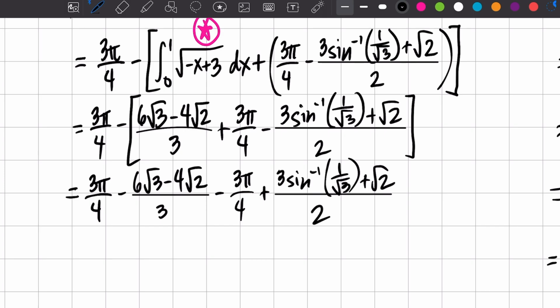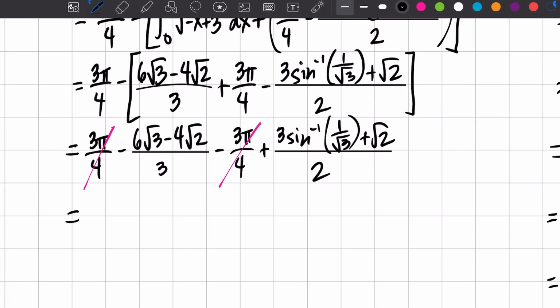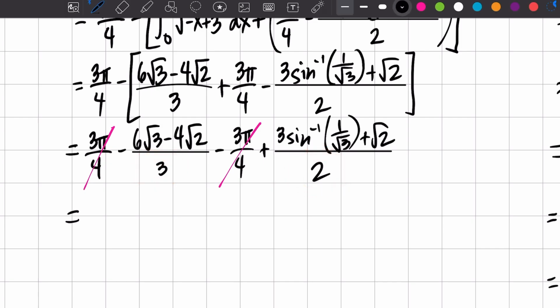So you have here a 3 pi over 4 minus a 3 pi over 4. So we can just get rid of that one. And now we add up these two fractions right here. So you have a denominator of 3 and the denominator of 2. So your least common denominator would be a 6.